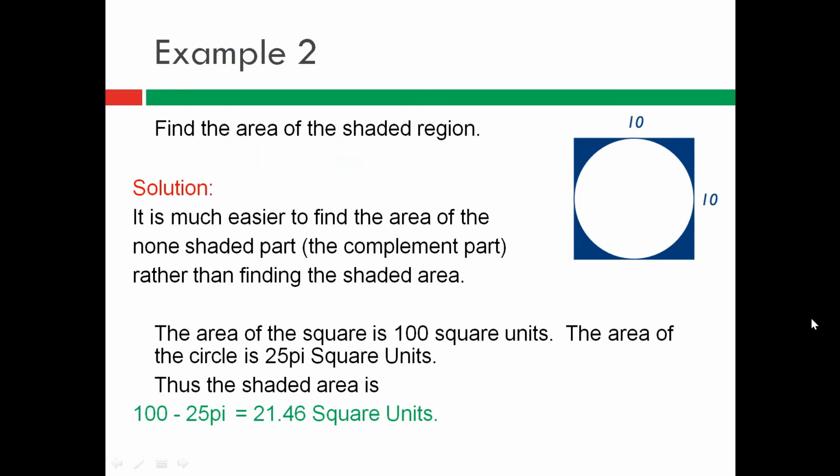Example 2. Find the area of the shaded region. This is a problem that you've seen in Math 131 and earlier this semester. It's much easier to find the area of the non-shaded part rather than finding the shaded area. We can do this by finding the area of the square first, which is 10 times 10, so that's 100 square units. Find the area of the circle itself. Since the radius is 5, the area of the circle would be 25 pi square units. Thus, the shaded area is 100 minus 25 pi, which is 21.46 square units.